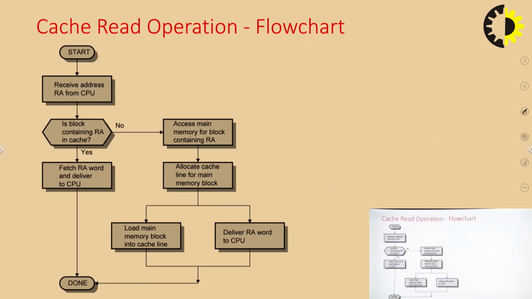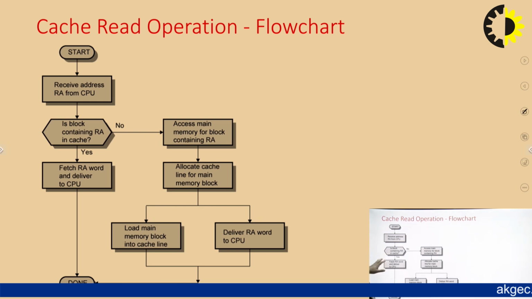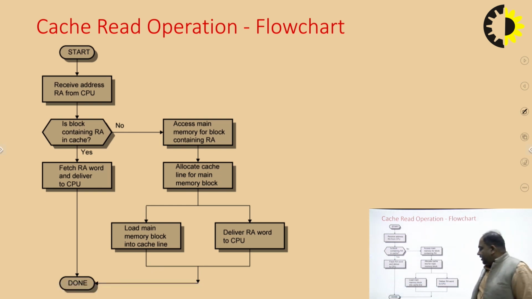So the tag is the unique identifier for that word. This is the flow chart of the cache read operation. Like I have said, we receive the address from the CPU, and if that address is in the cache, then we fetch that word and the instruction is executed. But if that block or word is not in the cache memory, then we access the main memory to search for that received address in the block, and after that we allocate a cache line, the block is loaded from main memory to the cache line, and then it is delivered to the CPU.